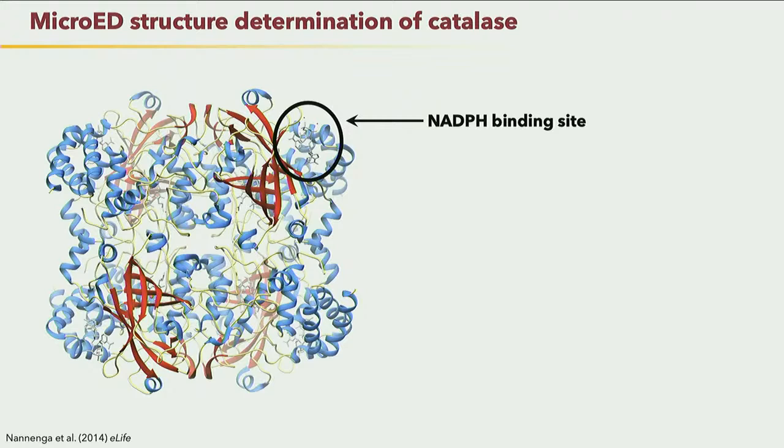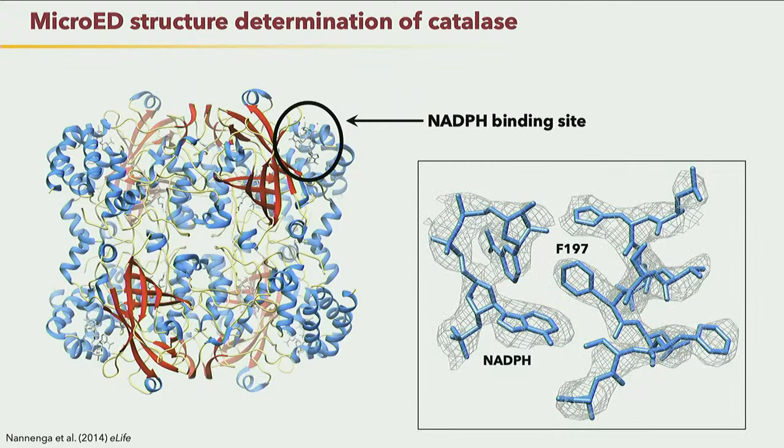And there was always the objection that this is mostly model bias, you're using molecular replacement, so of course it works. So we said, well, I wonder if we could see subtle differences in our structures. So we looked at this NADPH binding site. And this is what the map looks like around that binding site.